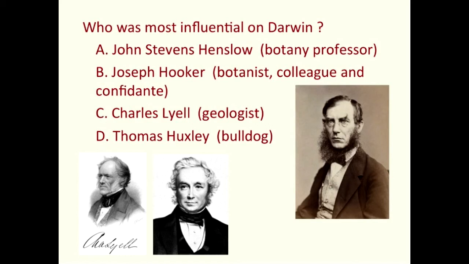Joseph Hooker was a botanist and a colleague, but also a lot of correspondence. They were good friends, really. Some of his early ideas when he was writing about transmutation, he expressed to Hooker. He needed a sounding board, someone he could talk to or write to about these things. So he was important as well.